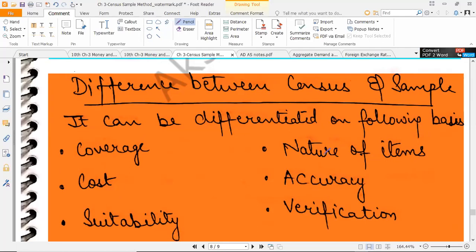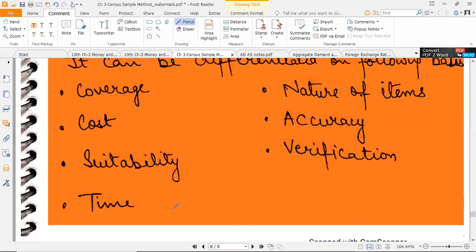Otherwise, the census method is suitable in the case of heterogeneous data. Then the accuracy. We can say the census method is more accurate as compared to the sample method, just because in census we are choosing 100% of the population for investigation. And for the verification part, verification is difficult in the census method, whereas it is easier to find false data or verify in the case of the sampling method. Time involved is another factor. More time is involved in the census method, for obvious reasons, as more data is to be investigated as compared to the sample method.